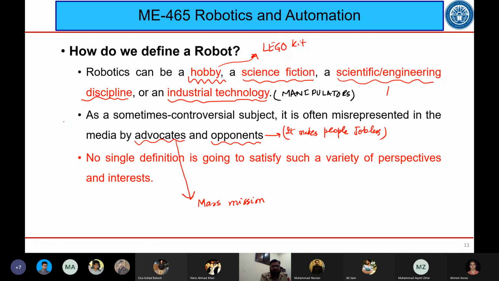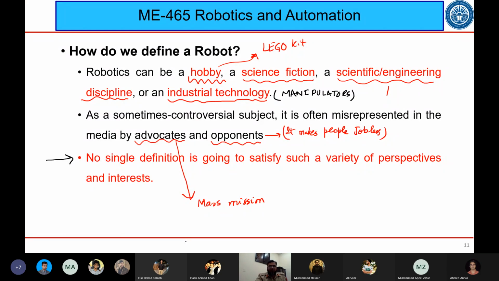There's no bar on this. And if you see in the last line, I have written that there is no single definition which is going to satisfy a variety of perspectives and interests. So everybody defines robotics according to his or her own way of thinking. Perspective and interest are what definitions get defined by.